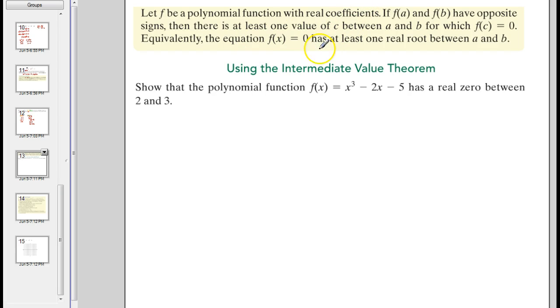Alright, this is part 4 of the 2.3 notes, the last part. Here we're talking about the intermediate value theorem and then just graphing a polynomial.